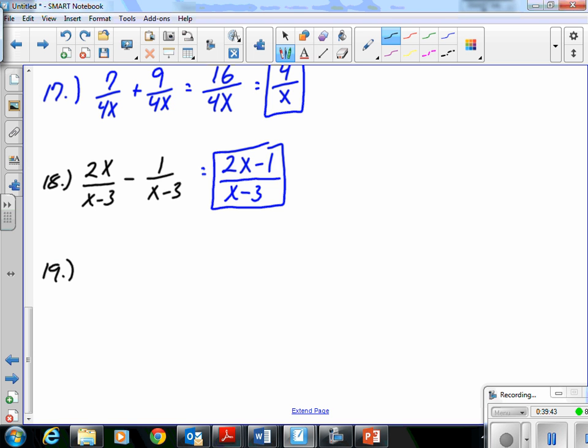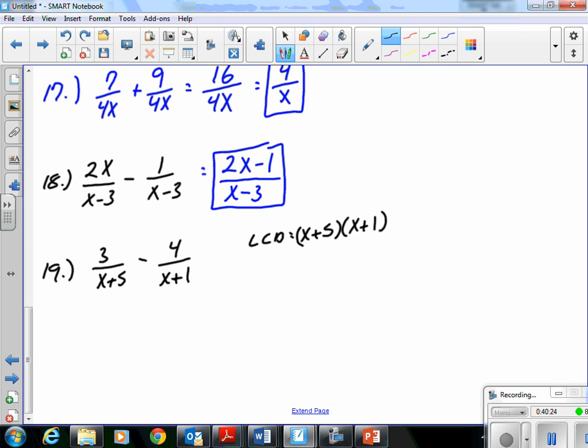All right, 19. We got 3 over x plus 5 minus 4 over x plus 1. So if we look at those two, looking for the common denominator, you look for what they have in common. x plus 5 and x plus 1 are two completely different items, so neither one has anything in common. So our common denominator is going to be made up of just what each one of them is made up of. So the least common denominator is going to be x plus 5 times x plus 1.